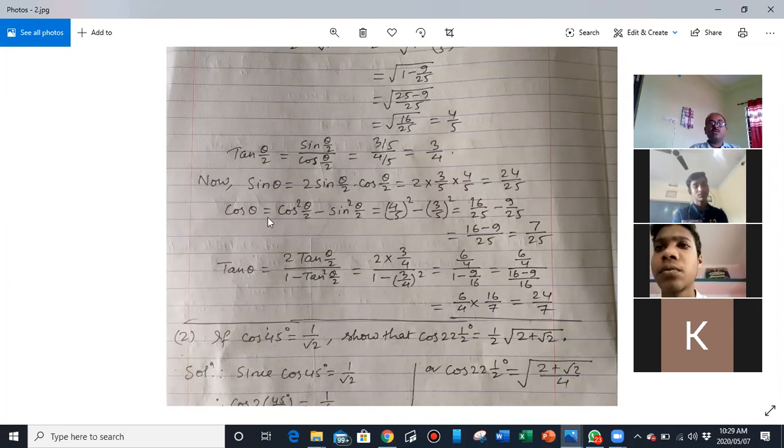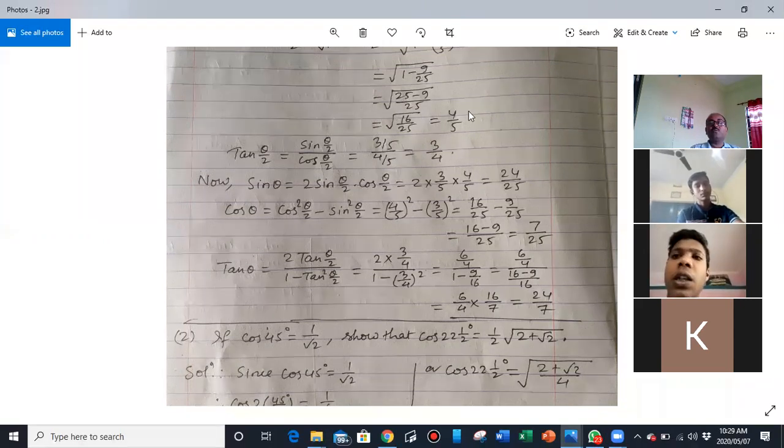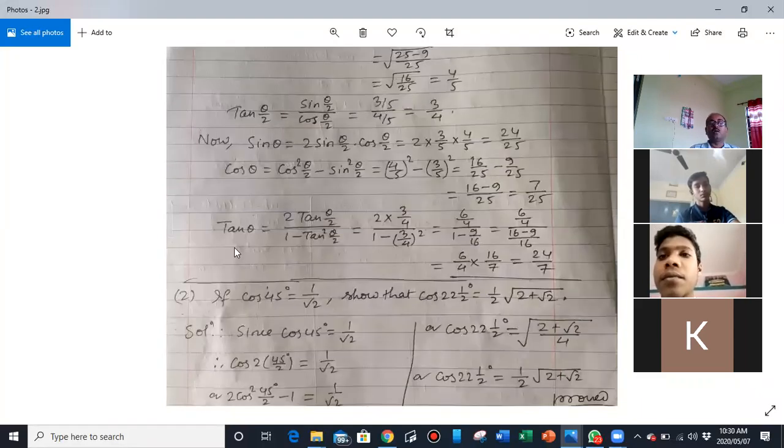In the same way, for cos theta there are many options, so I have used one of the first options: cos square (theta by 2) minus sin square (theta by 2). The value of cos (theta by 2) was 4 by 5. So (4 by 5) whole square minus (3 by 5) whole square. If you calculate, you will get 7 by 25. Now, third, tan theta.